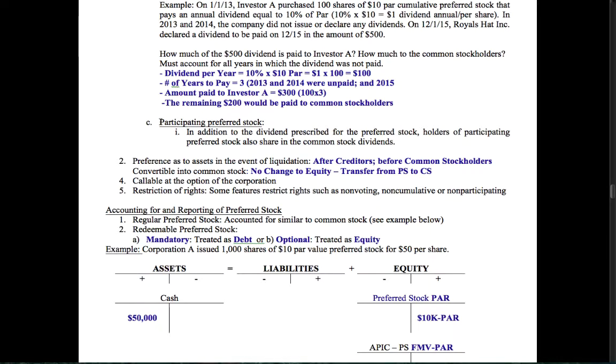For participating preferred stock, all that you need to remember is that in addition to the dividend that you may receive for the preferred stock, the holders of participating preferred stock also can share in the common stock dividends.